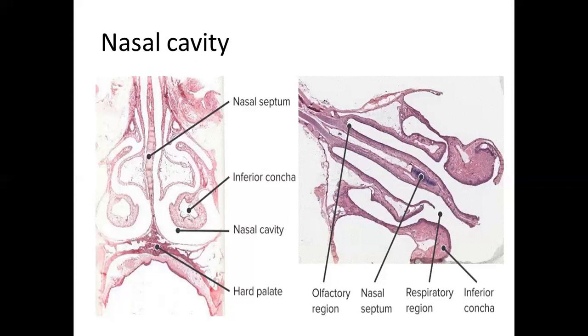The posterior aspect of the nasal cavity: except the vestibule of the nares and the olfactory region, all the nasal cavity is lined by respiratory epithelium, which is a pseudostratified ciliated columnar epithelium with goblet cells, in the more posterior region of the nasal cavity.